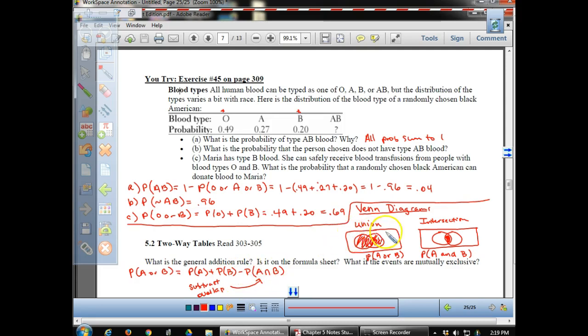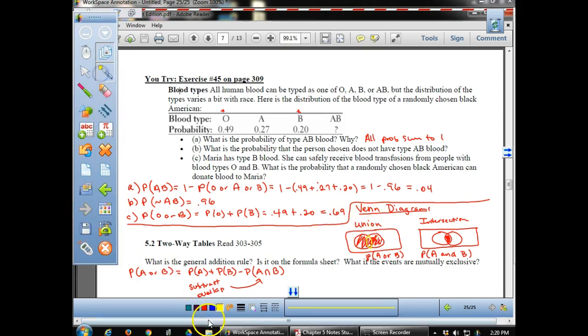And I just want to make sure you understand that if you have a Venn diagram and you have this area right here already broken out like we did in class yesterday, then you can just add up the three different values that you get, whether they're numbers or probabilities. You don't have to subtract anything out. So just making that clear. Now, is this on the formula sheet? Yes, it is.